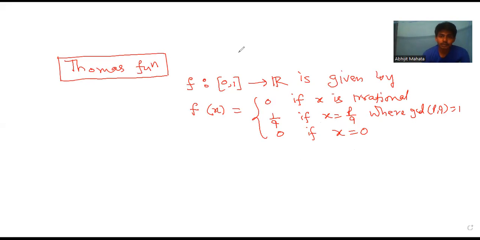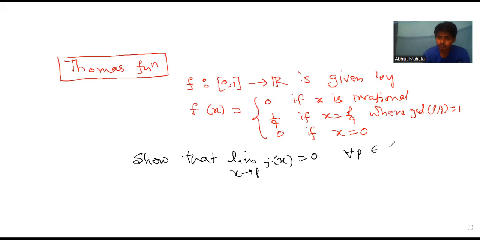Now the question is to check that the limit as x tends to p of f(x) equals 0 for all p belonging to the closed interval [0, 1]. At every point we will check that the limit is 0. It is clear from the definition that for the irrational part it takes 0, and for the rational part it takes 1/q, the reciprocal of a natural number. So 1/q as a sequence tends to 0. That is the intuitive idea that the limit will be 0. But here we prove it mathematically.